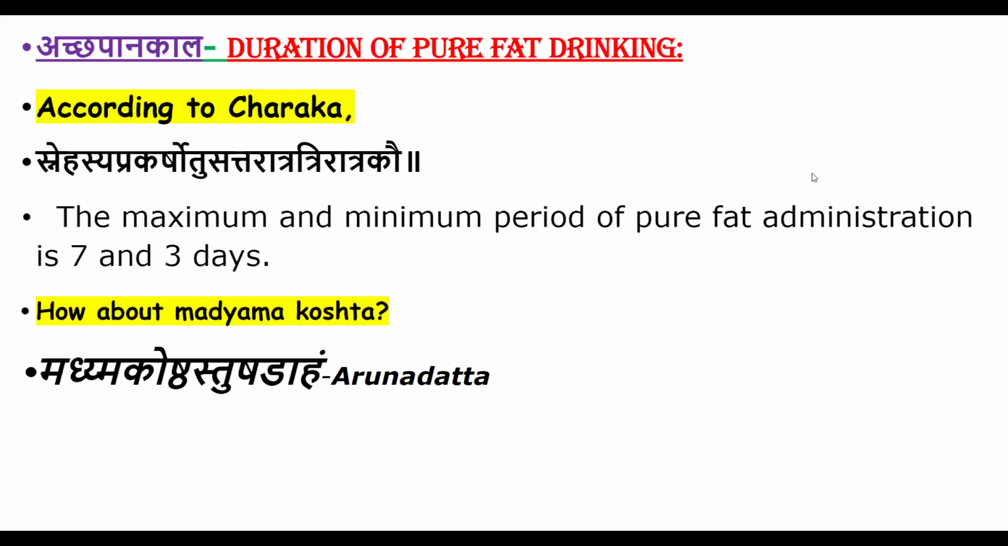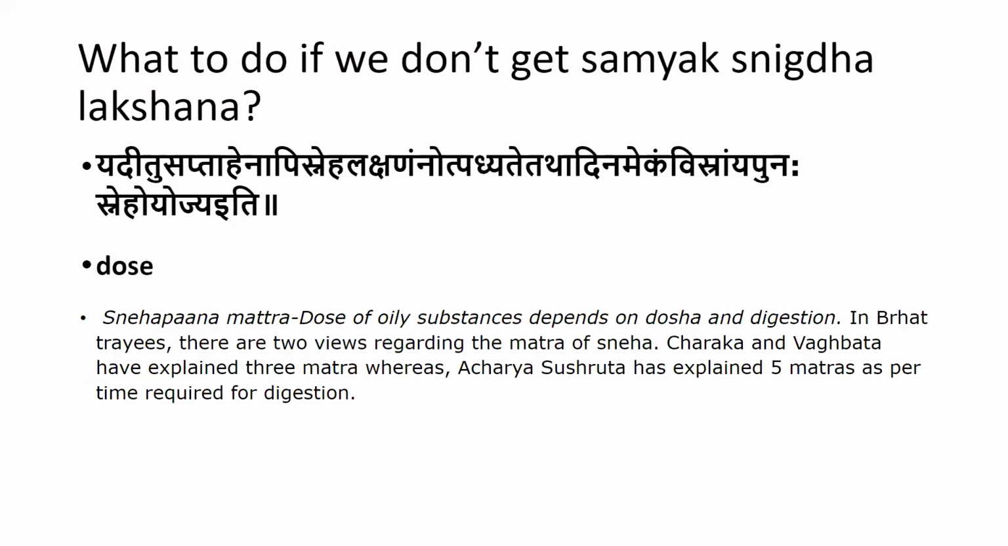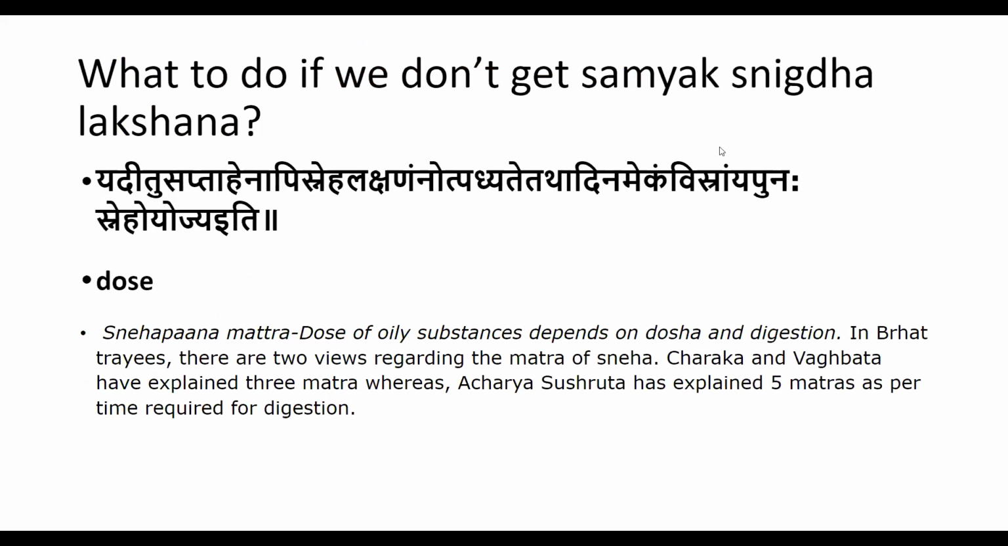With the Mridu Koshta person, if the dose is fixed properly and given at the proper time, then definitely in 3 days he will get Samyak Snigdha Lakshanas. Madhyama Koshta person, in 5 or 6 days. Then it says what to do if you don't get Samyak Snigdha Lakshanas in the stipulated time. But I always state to my students, if you fix the dose according to the Koshta and Agni, and give it at the proper time, I can assure you that you will get Samyak Snigdha Lakshanas in the stipulated time. If you are not getting them, it means you have given an inefficient dose. The dose is not proper; that is the reason.